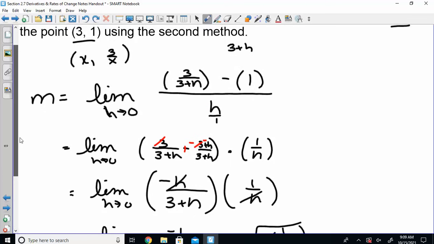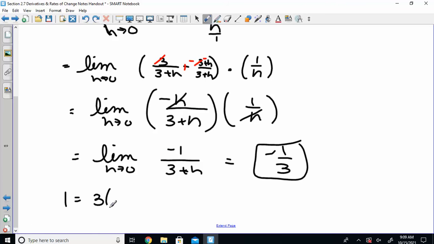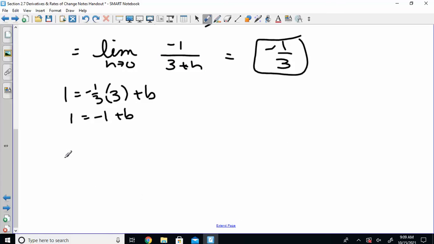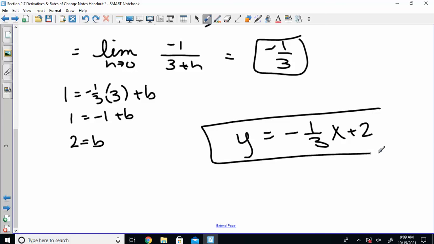So that's our slope. Plug into y equals mx plus b, so my y is 1, m is, sorry, negative 1/3, times x, which is 3, plus b. Add that over, so my b is 2. So the tangent line is y equals negative 1/3 x plus 2.